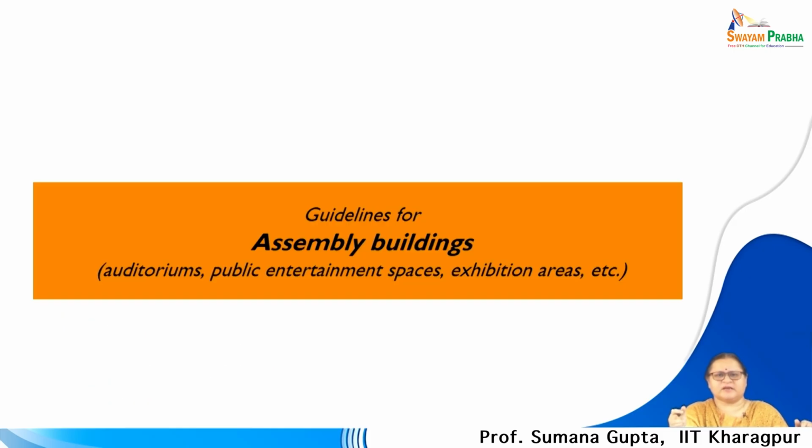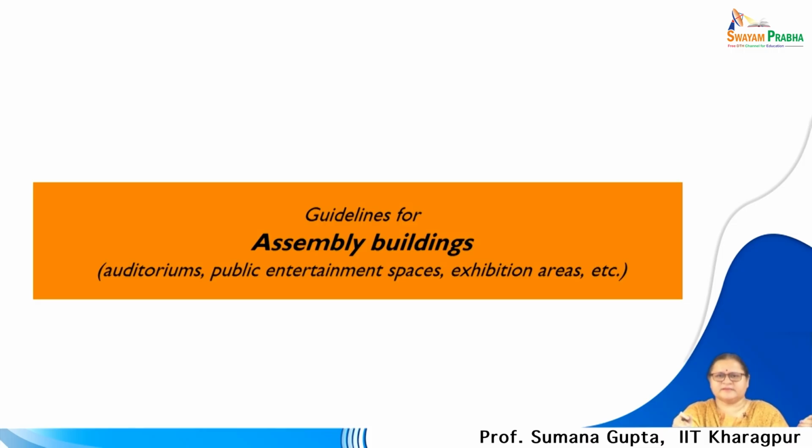So, first we will start with the assembly buildings. As you see, it is mentioned auditoriums, public entertainment spaces like it may be restaurants, exhibition areas, etc., all come under the category of assembly building.